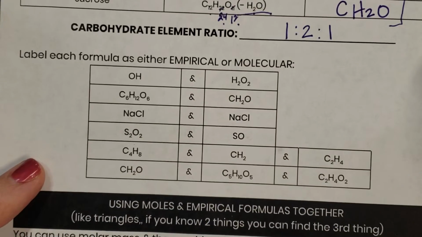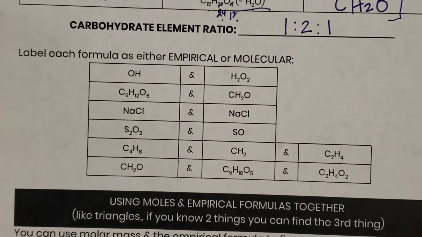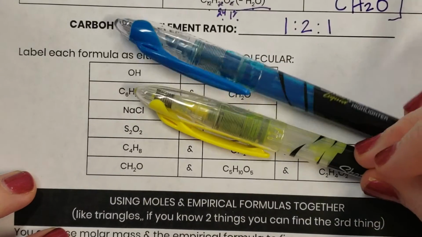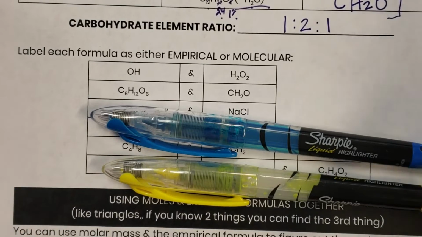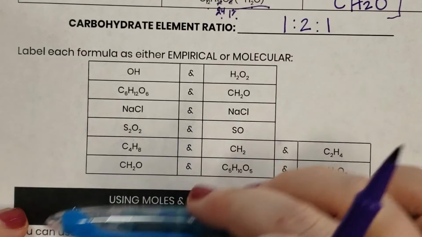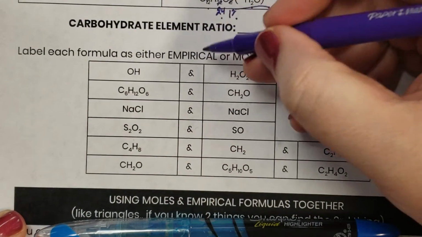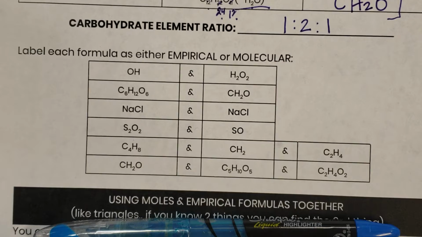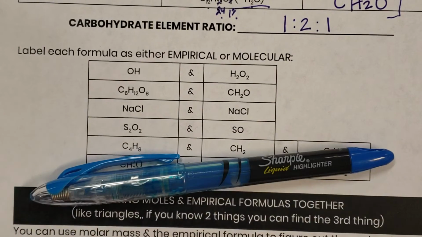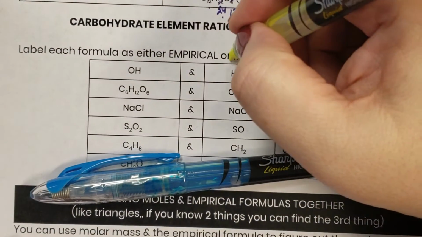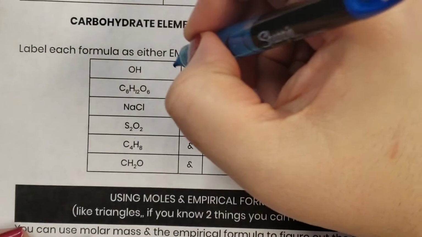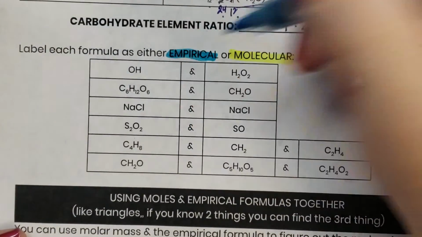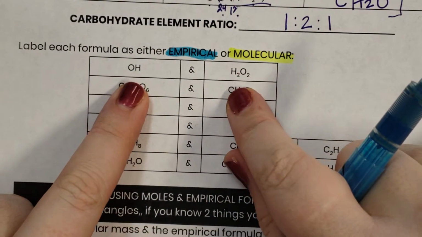All right, the next part, I'm going to label and use highlighters. So I have a lighter color and a darker color. You can use a marker or pen, something. I like color, okay? So this one says to label each formula as either empirical or molecular. I'm going to use my highlighter and I'm going to highlight the molecular yellow and the empirical blue. Okay, so OH and H2O2.